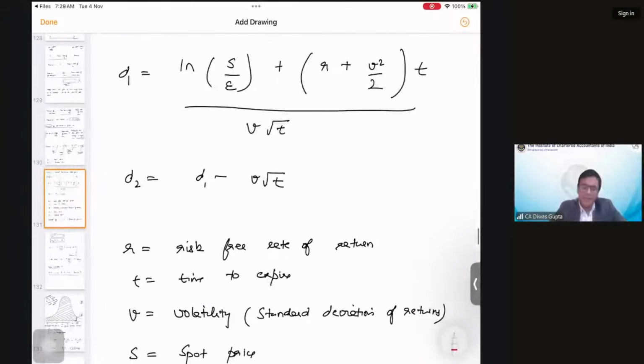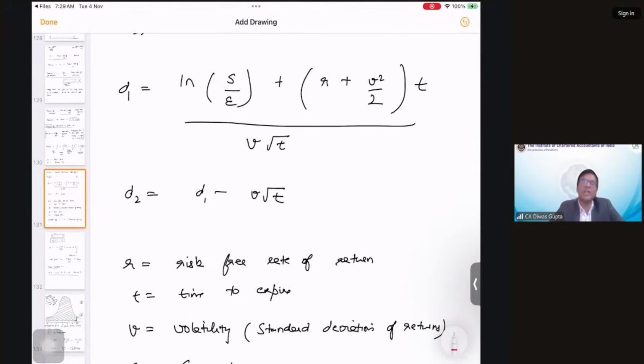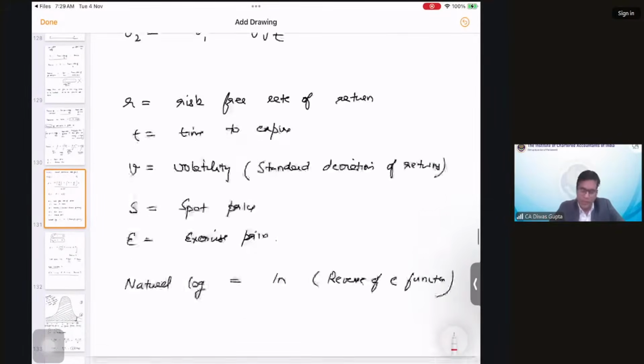This is the formula, students. d1 is equal to natural log of spot price by exercise price, plus r plus volatility squared divided by 2, whole multiplied by T, divided by volatility under root T. And d2 is equal to d1 minus volatility under root T, students.